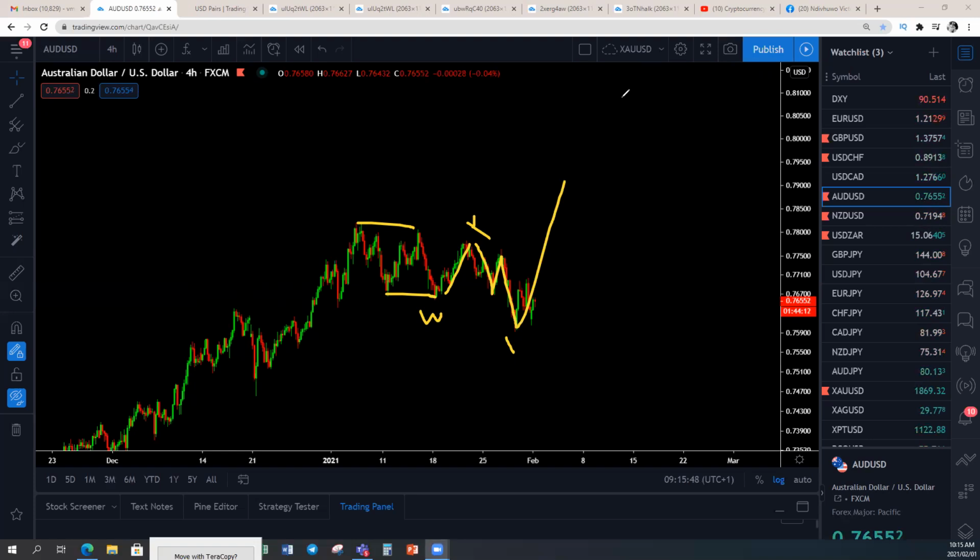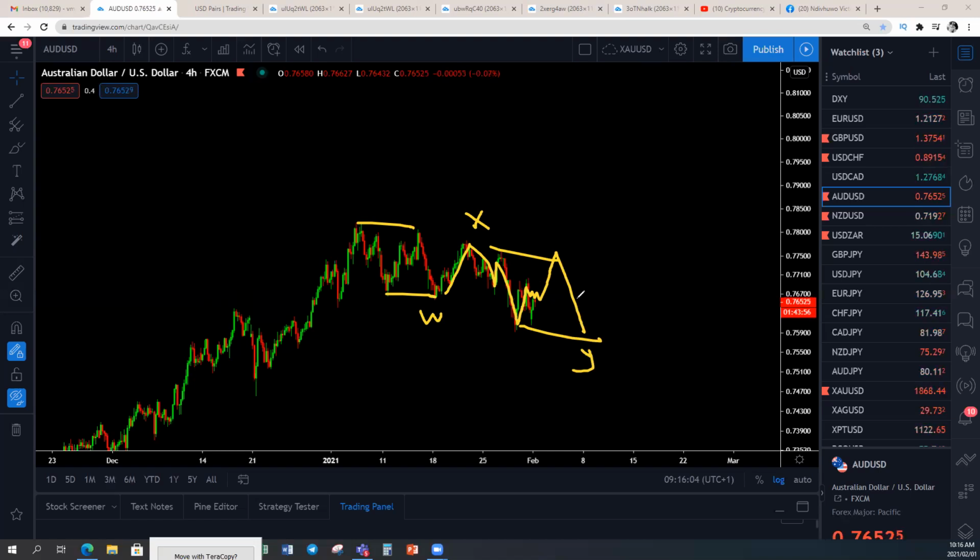Or instead, as you can see, in terms of degree, this may be a bit too small compared to that. So we may be looking at this one to make 1, 2, 3, 1, 2, 3 to the upside and make a structure like this. Maybe another flat, that will still be a WXY corrective structure.